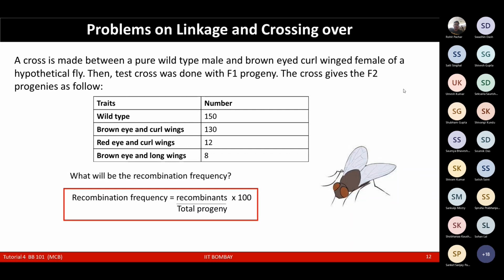Anybody? 50? It's 6.6. See in this, we are adding 12 plus 8. Why not 130? Because it's already given in the question, brown eye curl wing. So we have taken the recombinants. The recombinants are only two, red eye with curl wing and brown eye with long wing. So this is the recombination, 12 plus 8 upon the total number, which is 300, into 100.